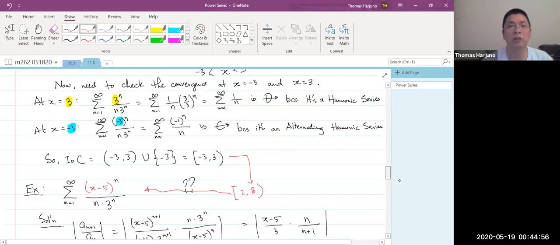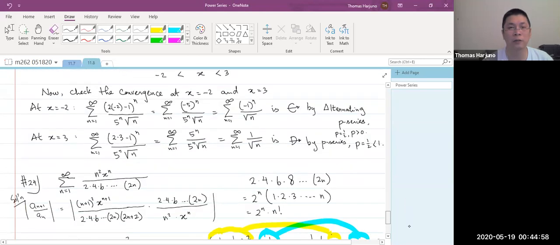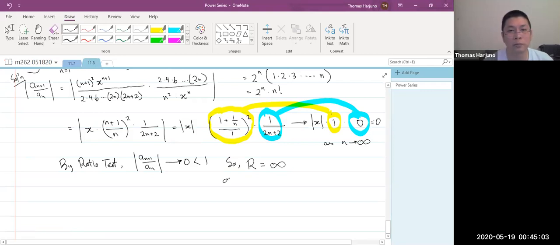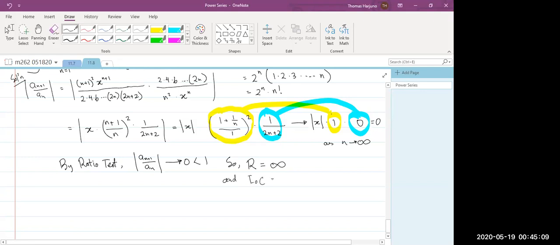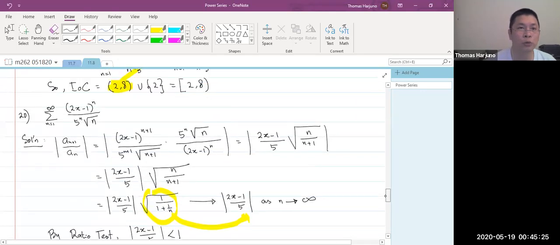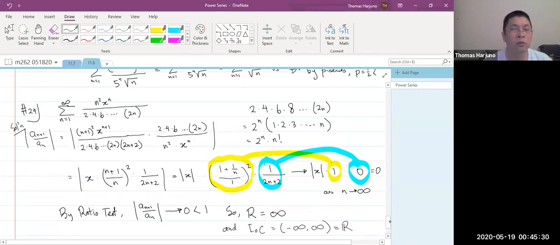Okay, now once the radius of convergence is infinity, then the interval of convergence will be negative infinity to positive infinity, correct, which is basically all real numbers. In other words, this series is convergent whatever x you put. Not this one, this one, number 24. Whatever x you put there, it will be convergent.